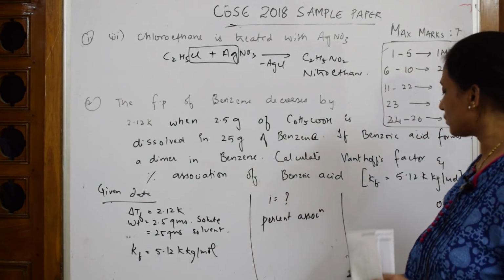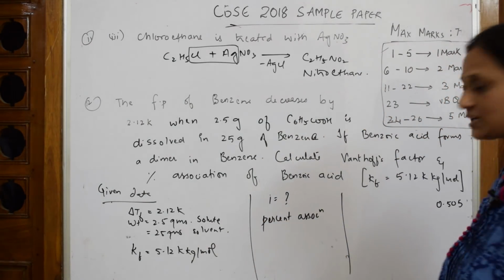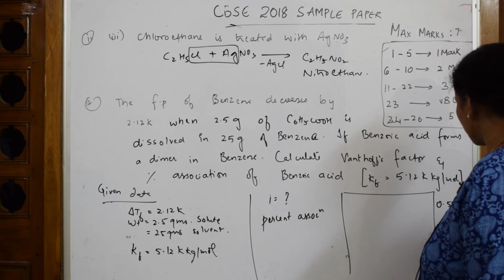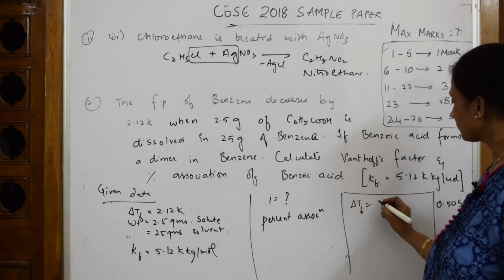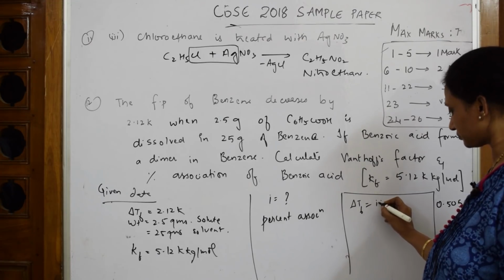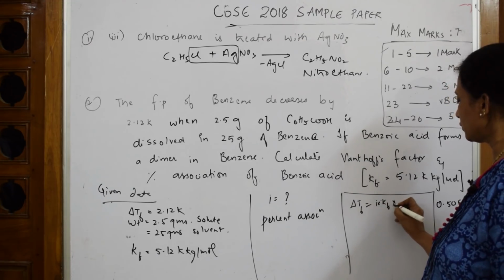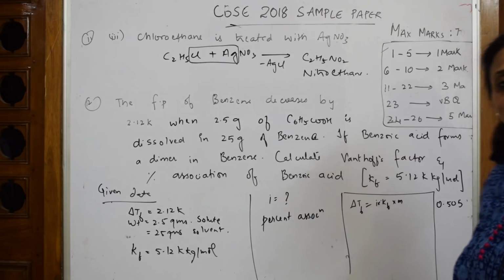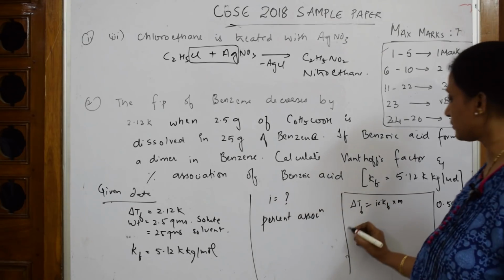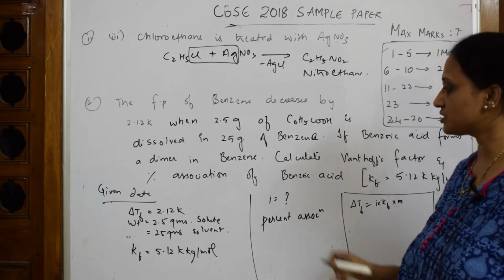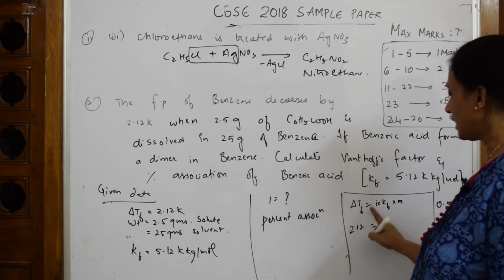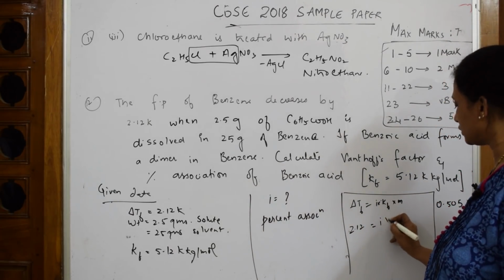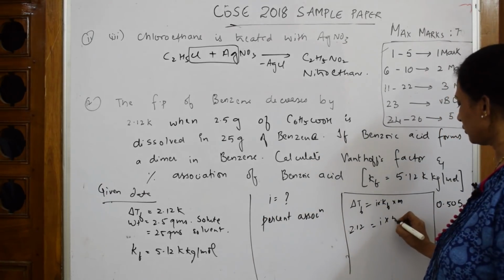Now let's start. According to the formula with the given data, what is the formula which we already learned? ΔTf = i × Kf × molality. This is what we have written. Now substitute the values. How much is the ΔTf value? 2.12 equals i times, what is the Kf value given to you?